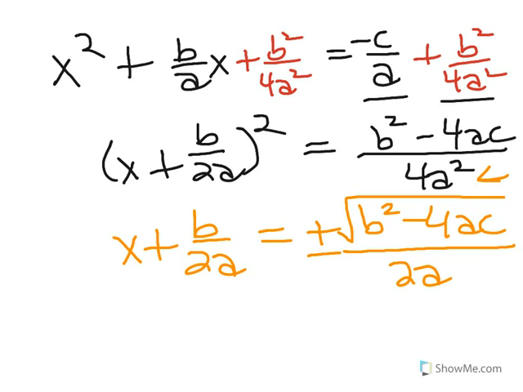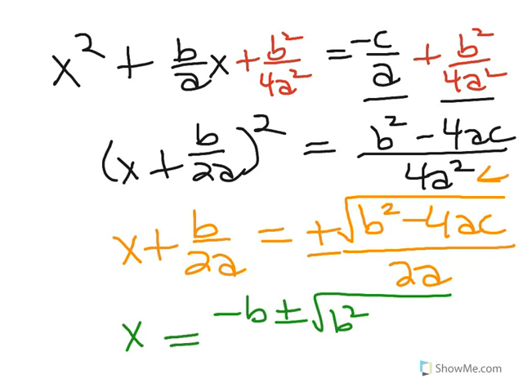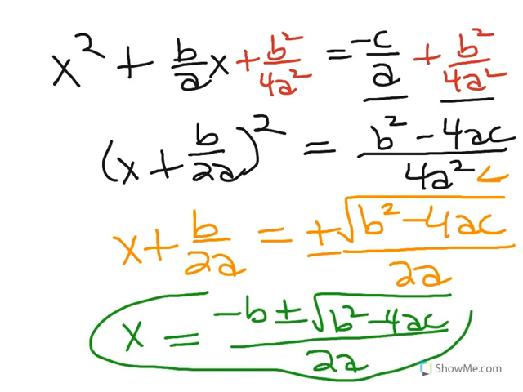Now we're ready to finish the job. The very last step is to subtract b over 2a from both sides. Notice that the two fractions involved here have the same denominator. That is extremely convenient. x is negative b plus or minus the square root of b squared minus 4ac all over 2a. This sentence in green is the quadratic formula. It gives a blueprint for how to solve every single quadratic equation that you can write in standard form.